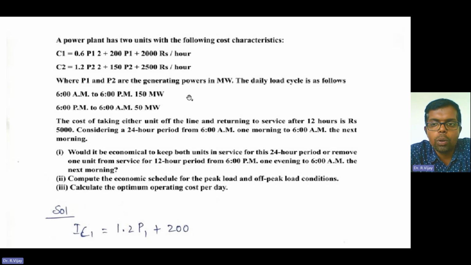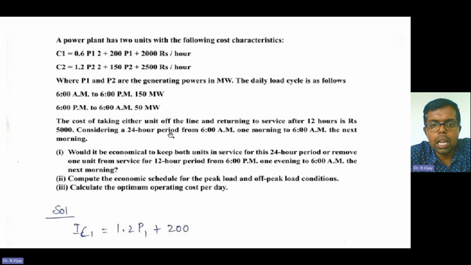The daily load cycle they have given: from 6 a.m. to 6 p.m., 150 megawatt. Next, from 6 p.m. to 6 a.m., 50 megawatt. The cost of taking either unit off the line and returning it to service after 12 hours is given as 5,000 rupees.